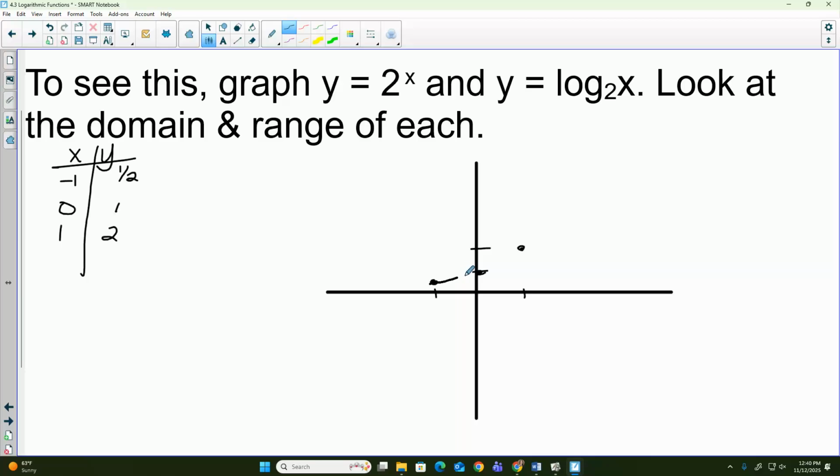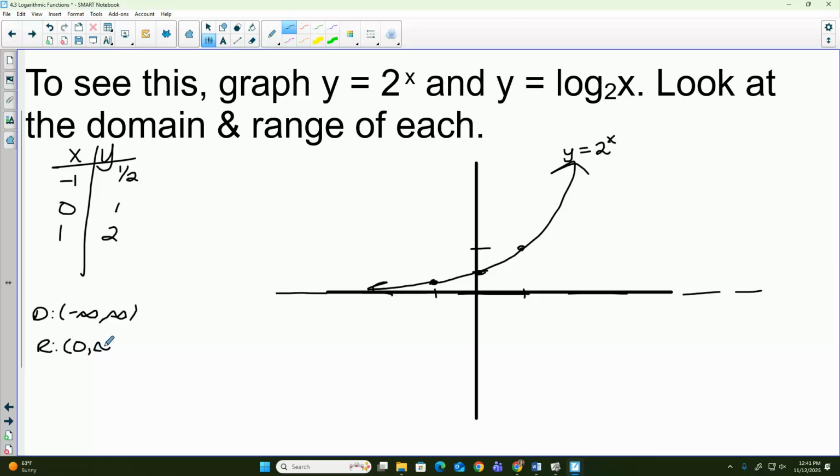Remember, with exponentials, they always had a horizontal asymptote. This one's at 0, because you'll never do 2 to a power and get 0. What's the domain of that? What's my range? Okay. Let's talk about the log.